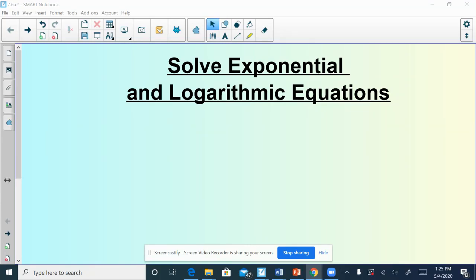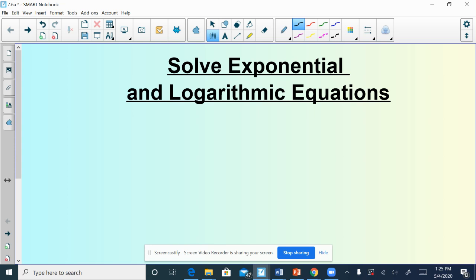All right, guys, we are looking at our final section of chapter 7, and chapter 7 is our final chapter. So this is our last new content of the year. Very exciting. I think it's a fun one too. We are solving exponential and logarithmic equations. It's really the pinnacle of chapter 7, which is on exponential and logarithmic equations in general. And now we're going to be solving them.